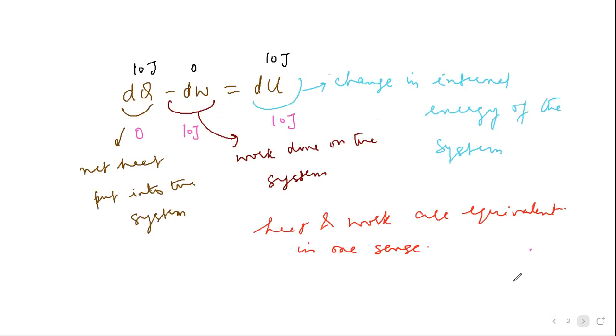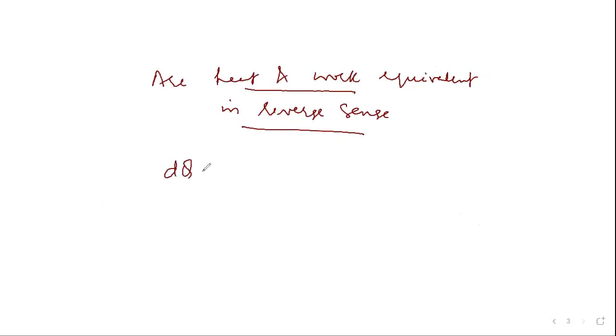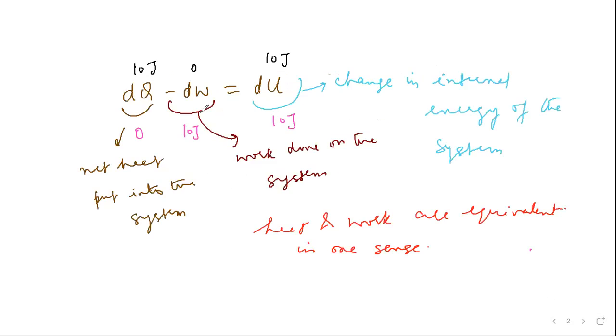I write it: dq minus dw is equal to du, right? So in one sense, I increased the internal energy of the system by either doing work on it or putting heat into it. So that way heat and work are equivalent.